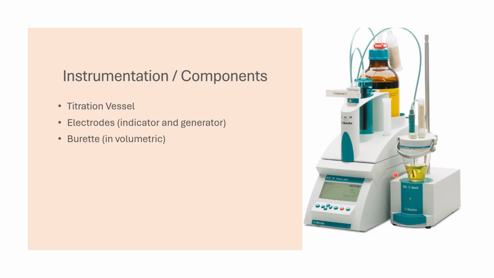Next is the burette. Here you can see the burette which is used in this KF titrator. It is used to precisely deliver the iodine-containing reagent. Here you can see this is the KF reagent, and this burette will be used to deliver this KF reagent for the reaction, right?